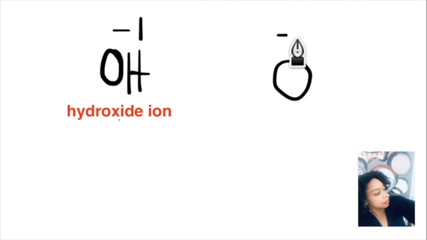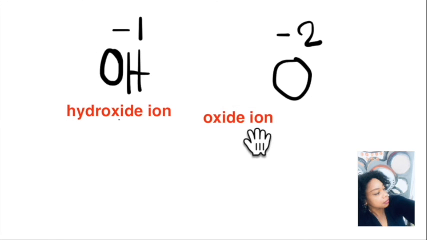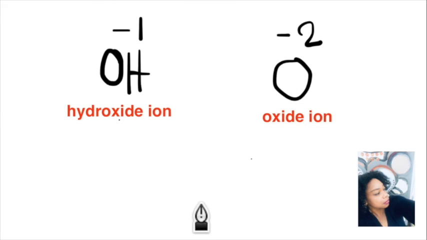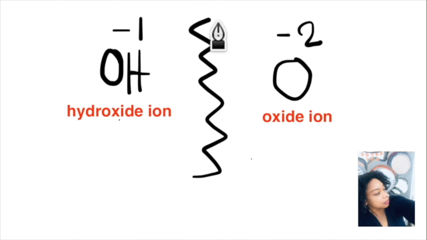Hydroxide ion is OH minus 1. Oxide ion is O minus 2. Oxide is monatomic. Hydroxide is polyatomic. Poly meaning it has more than one. Okay? They're two different things.